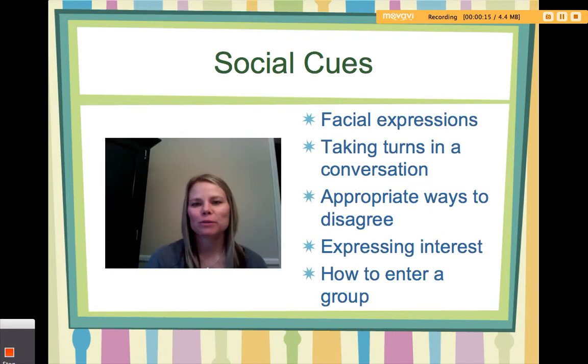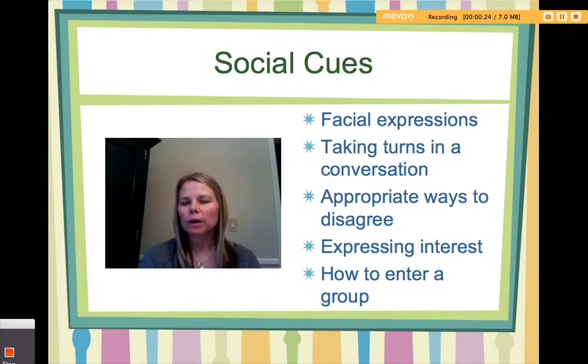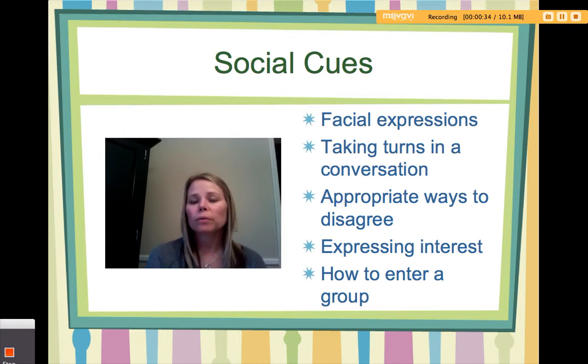A lot of times, students with certain exceptionalities have problems reading social cues. And what I mean by social cues are they have problems understanding facial expressions. Are people happy? Are they sad? They need help with taking turns in conversations. Also, appropriate ways to disagree with somebody. Also, to express interest when someone is talking, and how to enter a group when there's a group of people around. How do you go into that group appropriately?